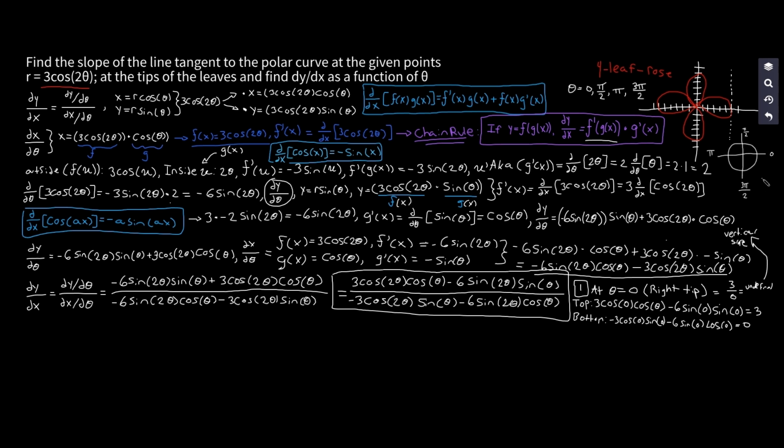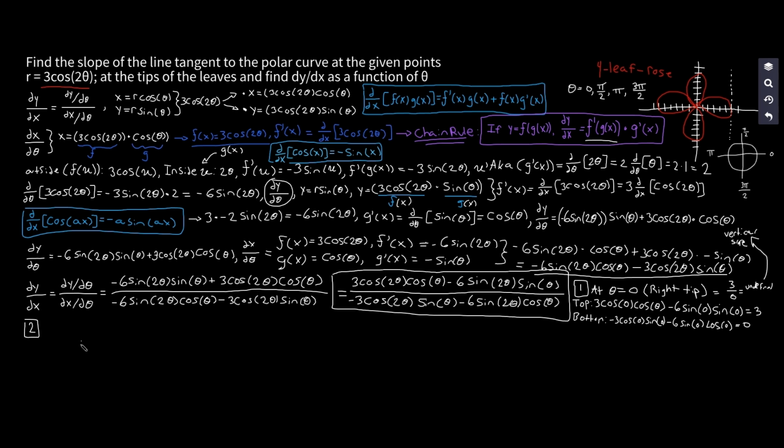Now, my computer is bugging out right now. I don't know what's going on, but I'm going to restart it and end the recording. And when I get back, we'll investigate what happens when theta equals pi over 2. So the top tip, we're going to find the slope right up here. All right, we're back. So let's put a 2 over here.